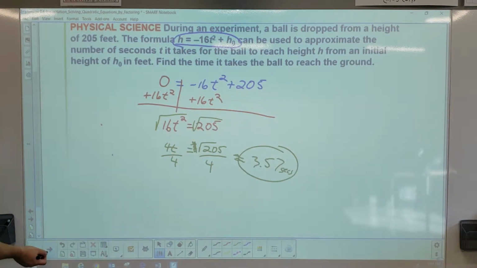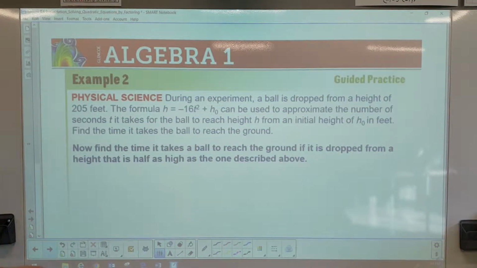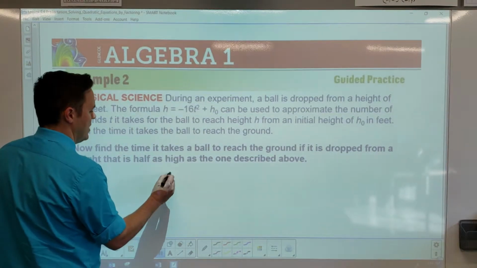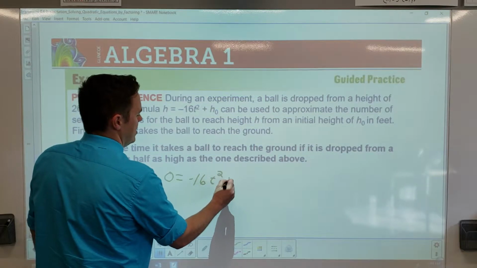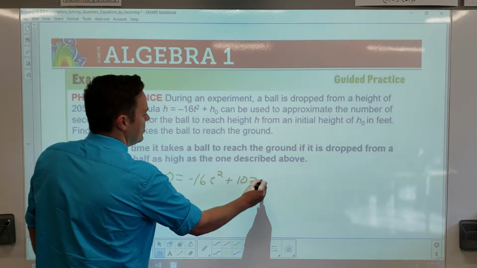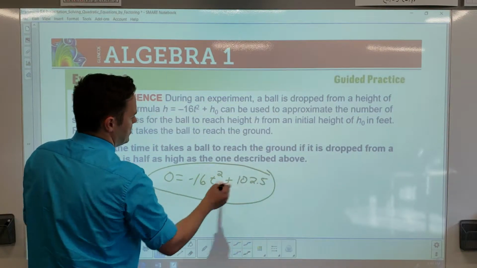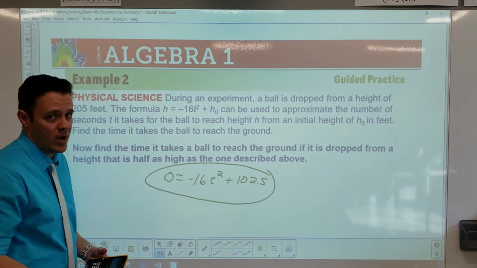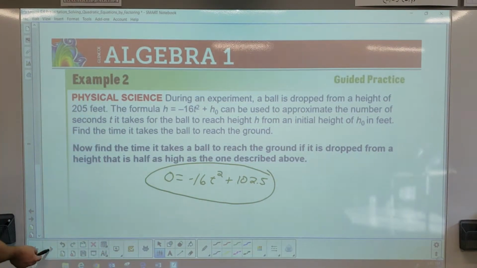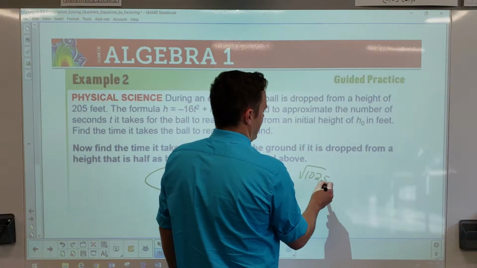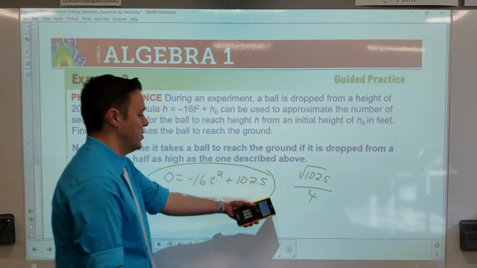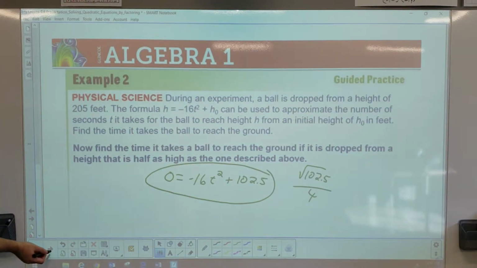All right, next one on the guided practice. I'm going to skip this one. It's basically the same formula. It's 0 equals negative 16t squared plus 102.5. When you set this up, do the same thing we did on the last one if you want to try it out. The answer would actually be the square root of 102.5 divided by 4. You put that in your calculator, and that's what your answer will be.